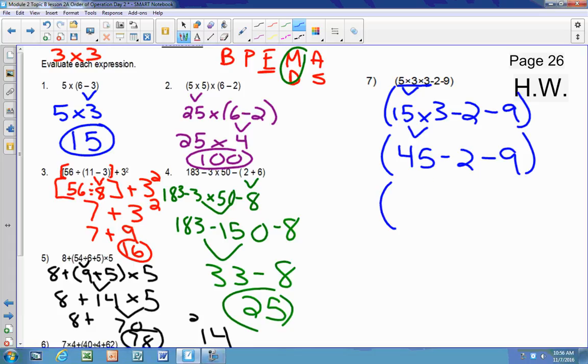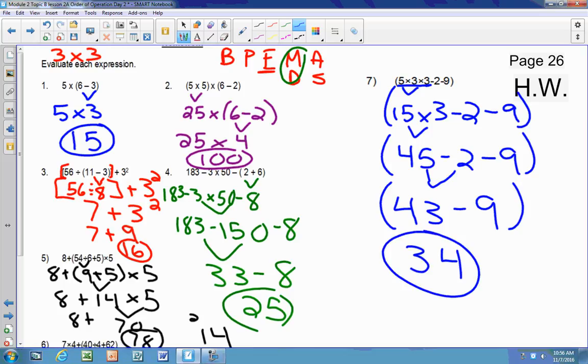And I'm just going to subtract. 45 minus 2 is 43, minus 9. And now I'm down to the final thing right here. And 43 minus 9, I end up with 34. And that's how we do order of operations.